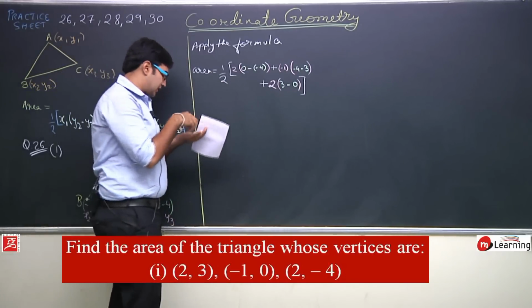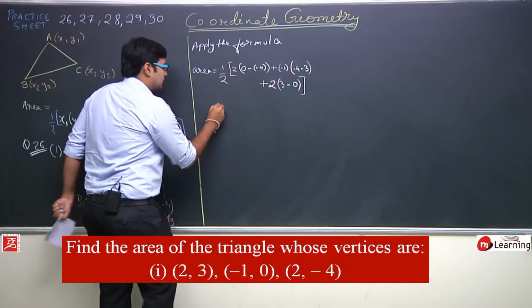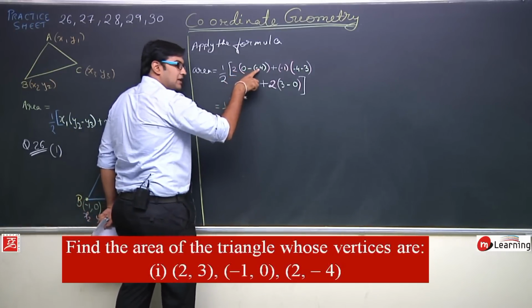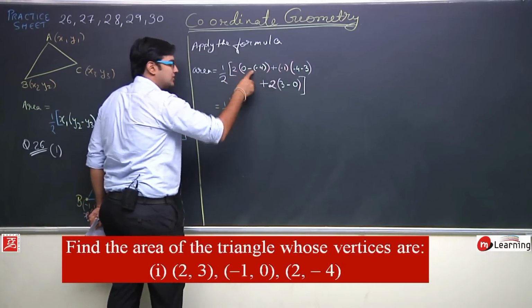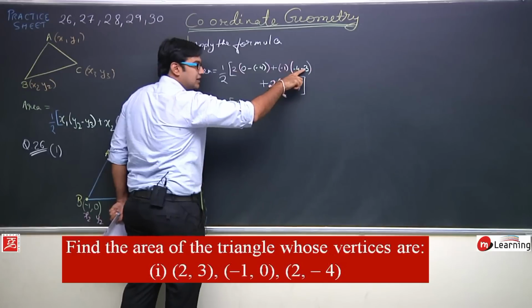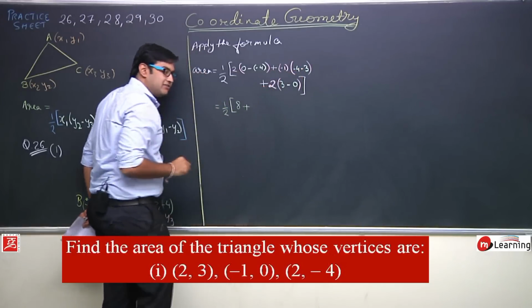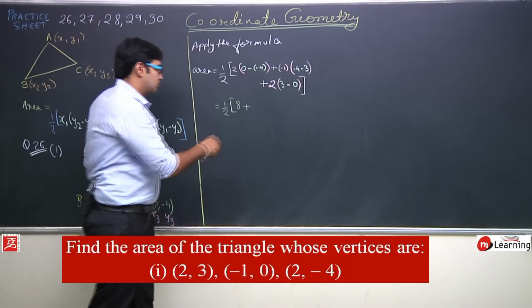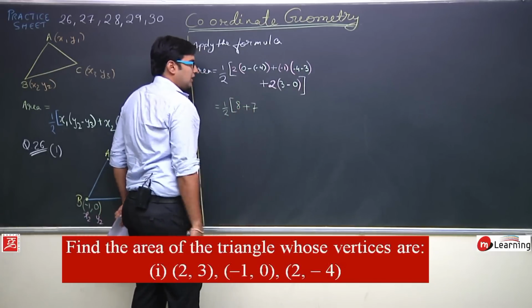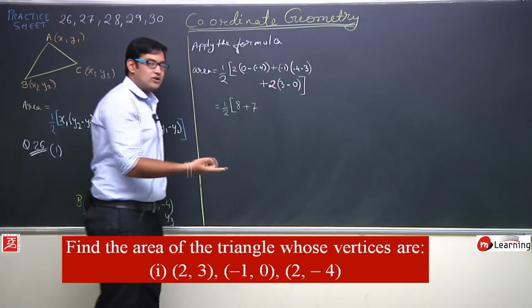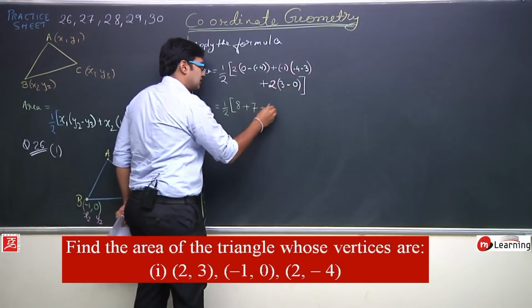So let us calculate it. It will be equal to half into the bracket, this is 2, then minus of minus 4 is plus 4. So 4 2s are 8. 8 plus, this is minus 1, minus 4 and minus 3 is minus 7. Minus 7 into minus 1 will give you 7. So plus 7. Then 3 minus 0 is 3 only. 3 into 2 is 6. Now it will be plus 6.